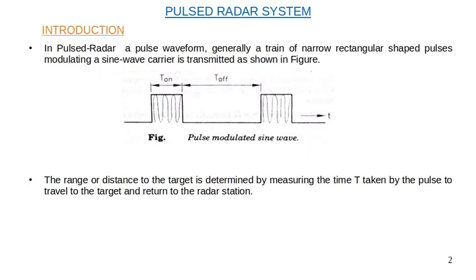Today we are going to study the block diagram of pulsed radar system. Before going to the block diagram, let's first consider the basic working of pulsed radar system. In pulsed radar, a pulse waveform, generally a train of narrow rectangular shaped pulses modulating a sine wave carrier, is transmitted as shown in this figure, and the range or distance to the target is determined by measuring the time t taken by the pulse to travel to the target and return to the radar station.